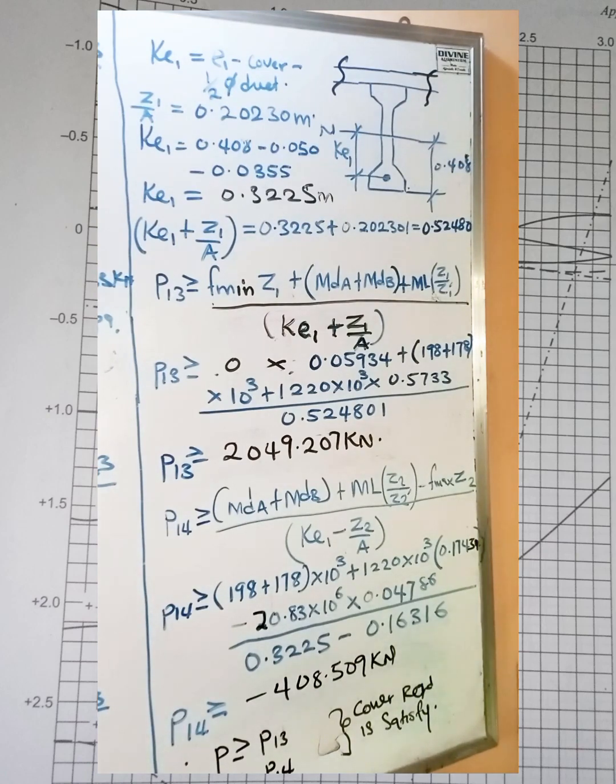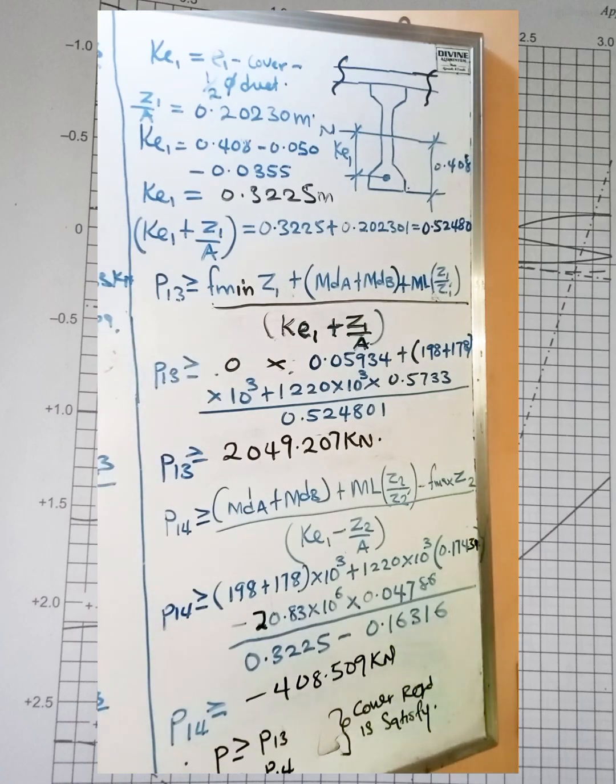All right, now in determining the equation of the cover requirement, remember that the chosen pre-stress force must be greater than this expression. We'll call it P13. Similarly, the chosen pre-stress force must also be greater than this expression. We'll call it P14. Okay, so our chosen P should be greater than this expression.